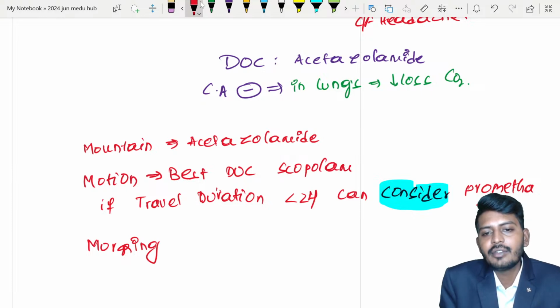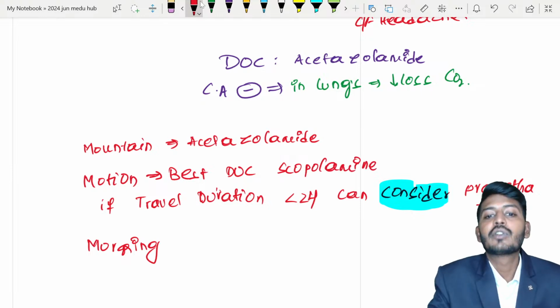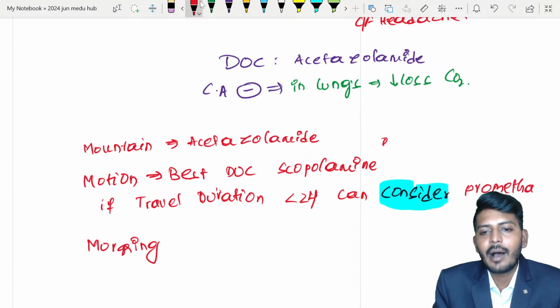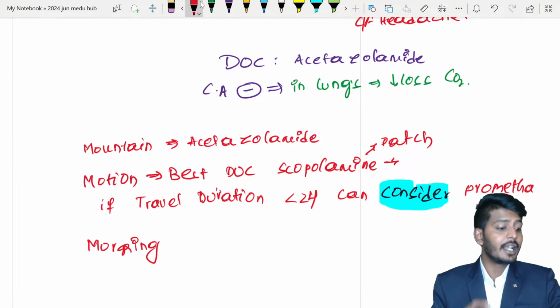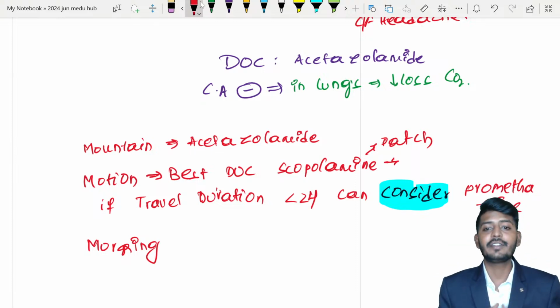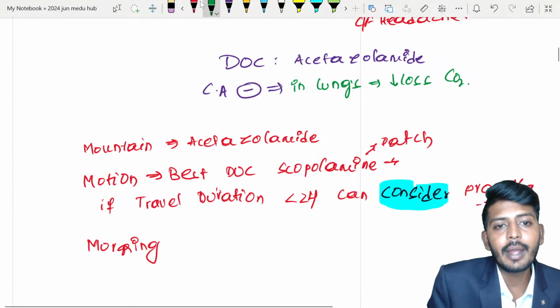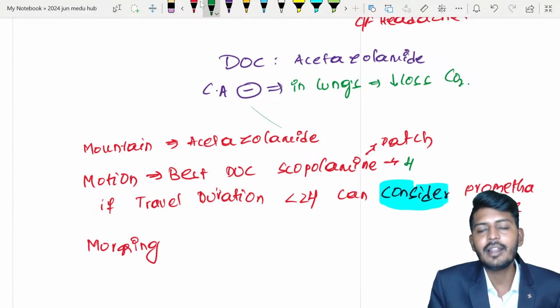What is the drug of choice? Scopolamine. It is given in the form of a patch. At least ideally speaking, when are we supposed to use this? कब use करना है पता है? 4 hours before the start of the journey.